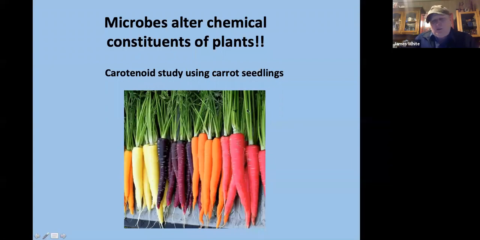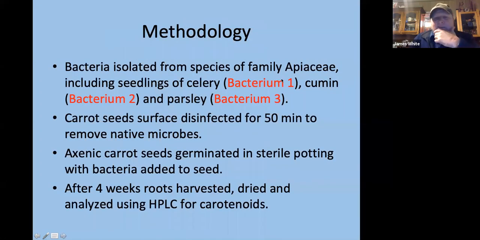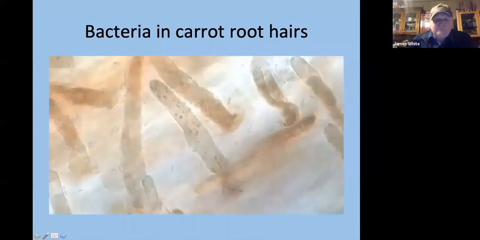Here is one experiment that we did using carrot seedlings. What we did was to take bacteria off of the carrot family, off of celery, off of parsley, off of cumin, took bacteria off of these carrot relatives, and then we put them on carrots to see what it did to the chemical composition. And here you actually can see the root hairs of the carrot, and you can see the bacteria, these little dots in here, in those root hairs.